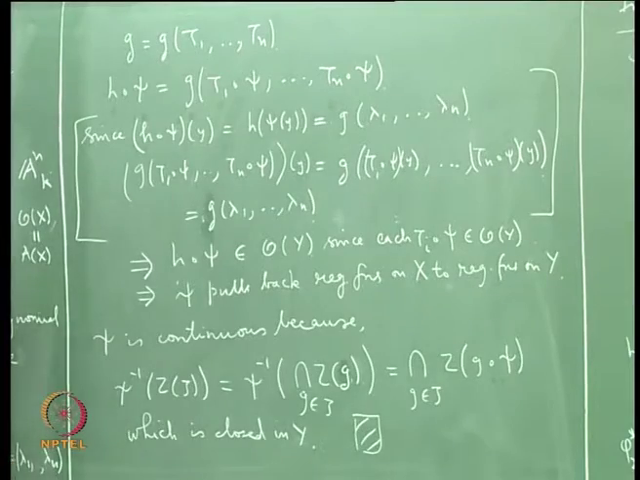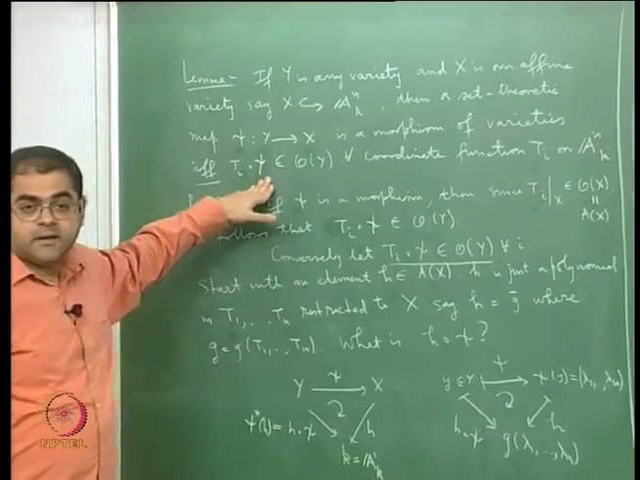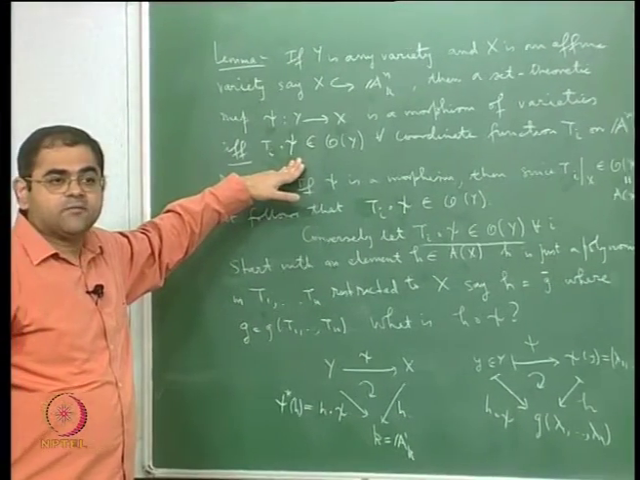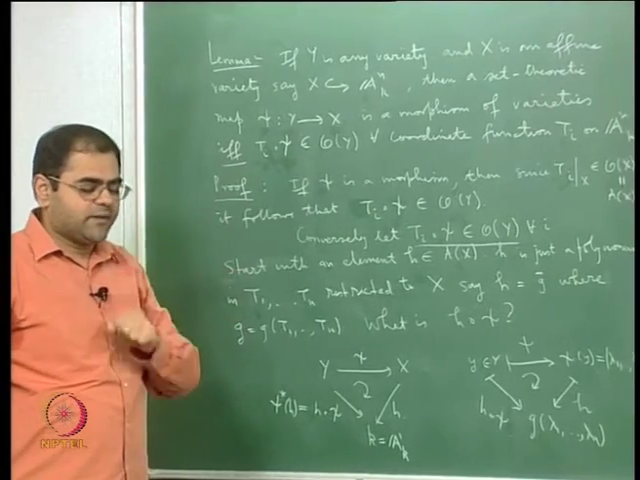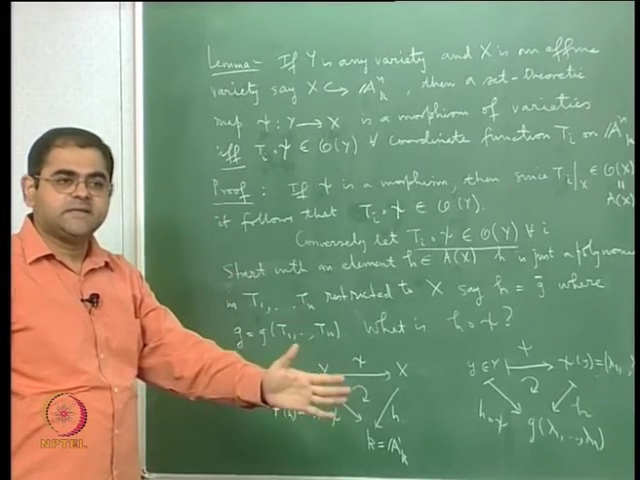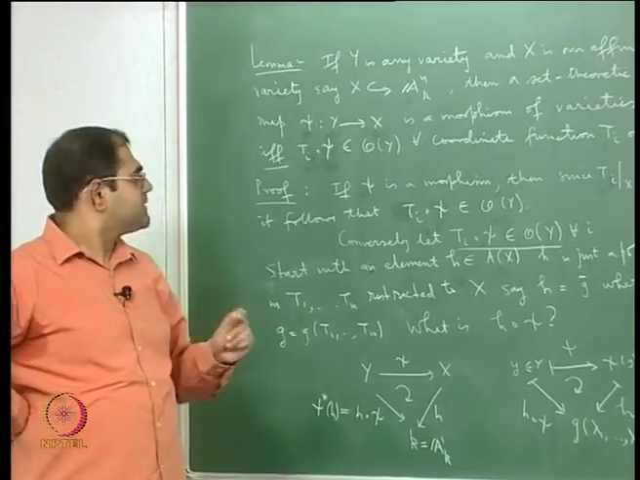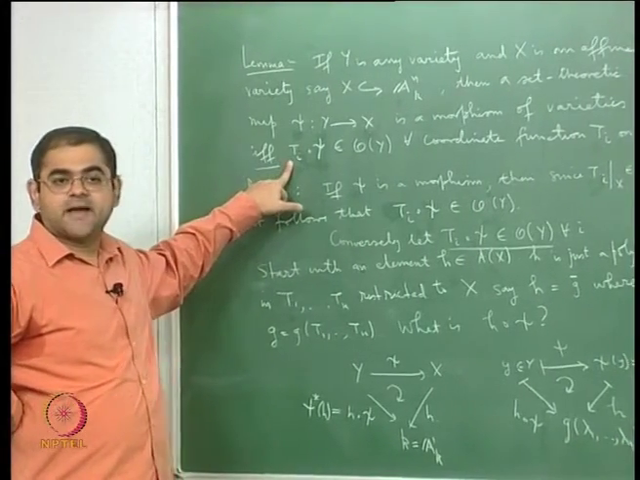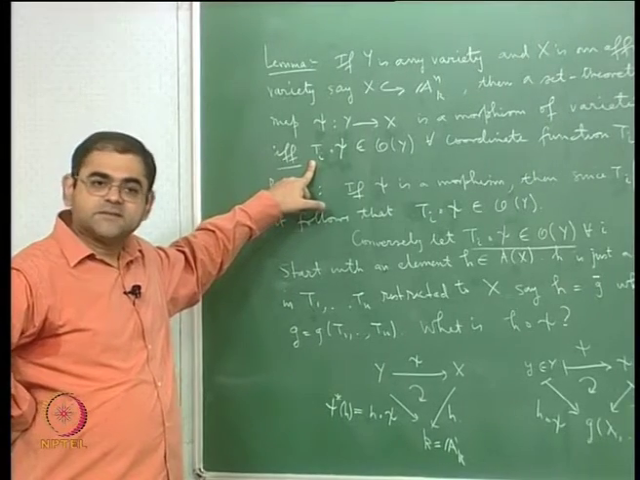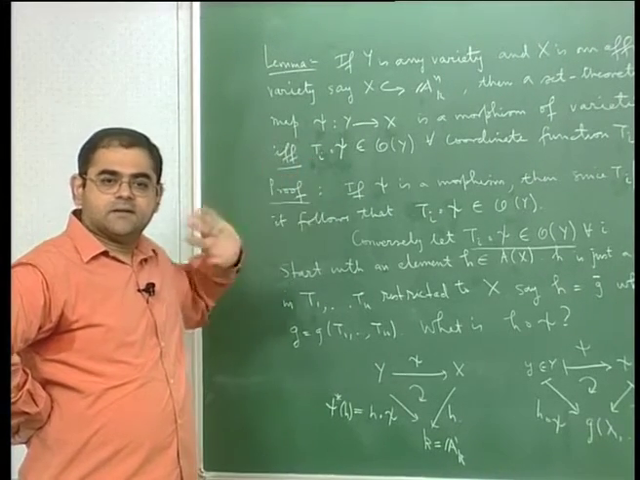Okay, so it's a very beautiful statement. It tells you very quickly how to verify that a map from a given variety into an affine variety is a morphism. Okay, it's very simple. All you do is you just show that the pullbacks of all the coordinate functions are regular functions.